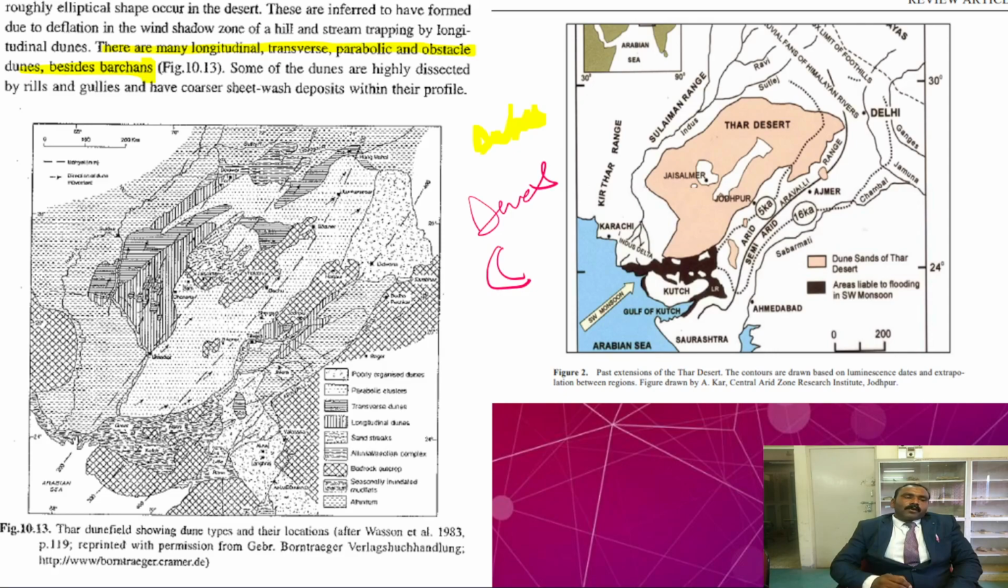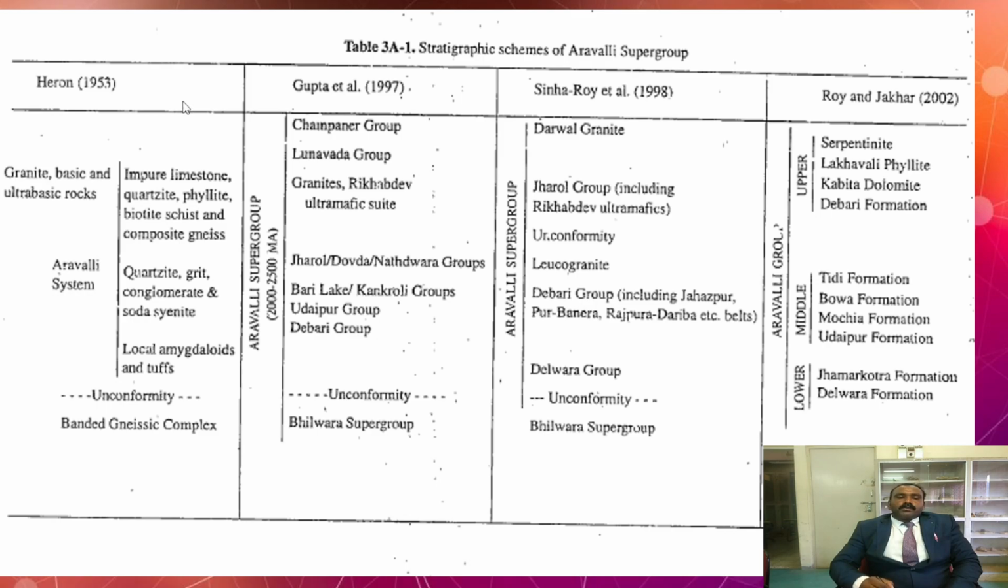This is the stratigraphic scheme of the Aravalli supergroup. The Aravalli supergroup was classified by Gupta, Sinha Roy, and Jhakar in 2002. They gave the Aravalli supergroup scheme of classification, with various kinds of banded gneissic complex, and the Bhilwara supergroup, and the Bhilwara as well as the Mewar gneiss was treated as a basement by various authors or investigators.